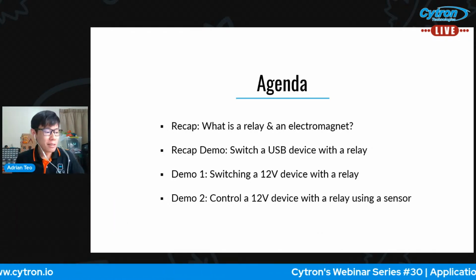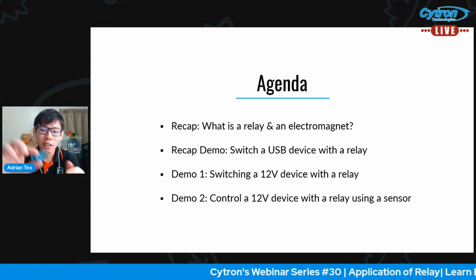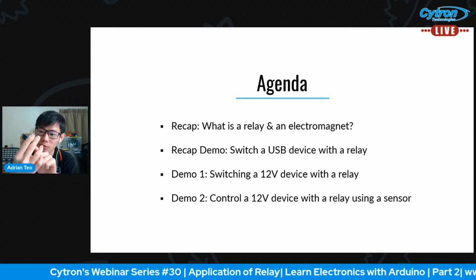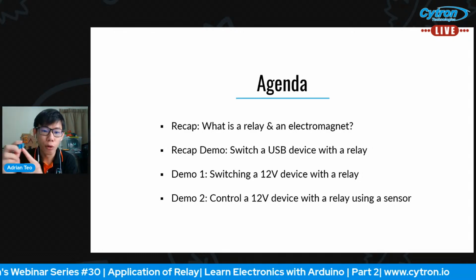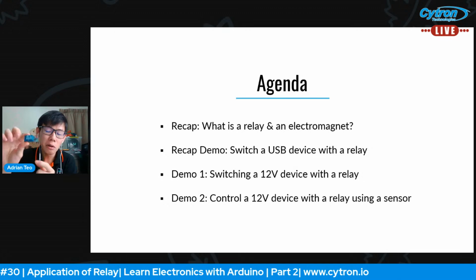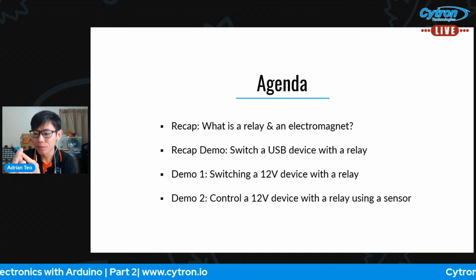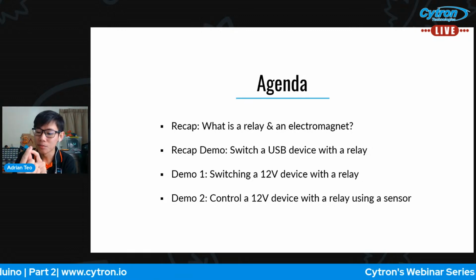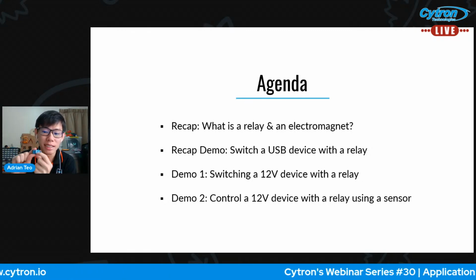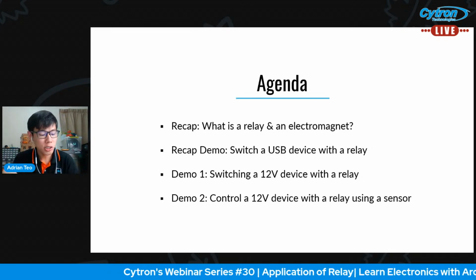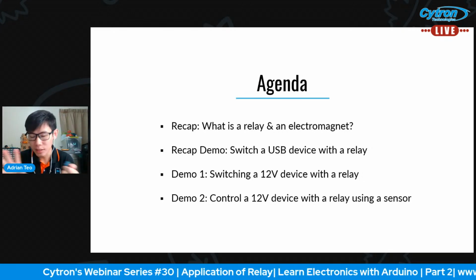So this one I didn't really mention, but if you look at the relay closely, or if you have a relay at home, it's actually rated 10 amp 250 volt AC. A relay works for AC actually. It's meant for AC too, but it also works for DC. Okay, 10 amp 30 volt DC. So in all this webinar session, I will only cover the DC part.